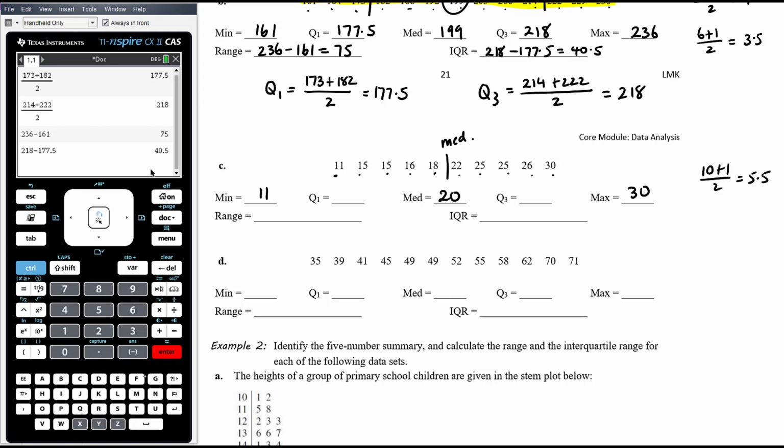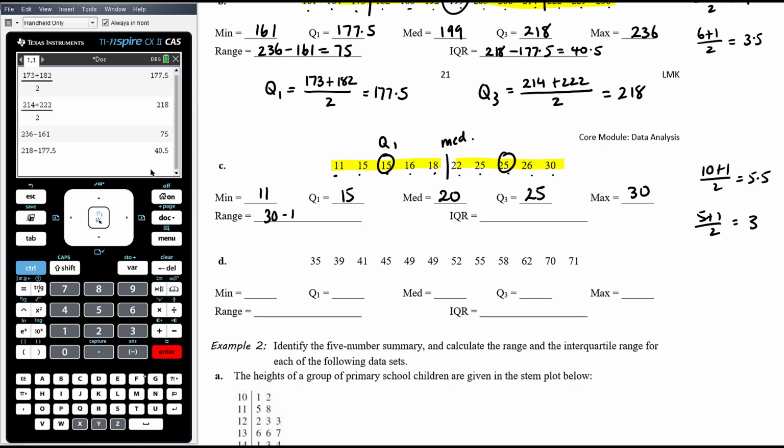Okay, now in the first half of the data, I've got 5 pieces of data, which means there will be a middle to that. 5 plus 1 divided by 2, the middle is going to be the 3rd piece of data in the first half. So that's going to be Q1, 15. And then same logic here, 5 bits of data here. The 3rd of those 5 bits of data is going to be Q3.